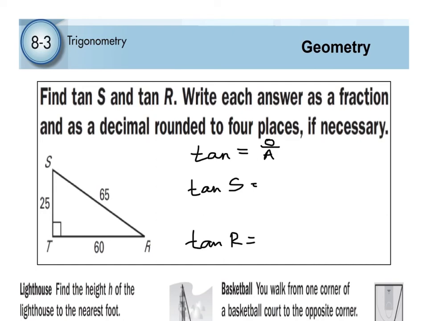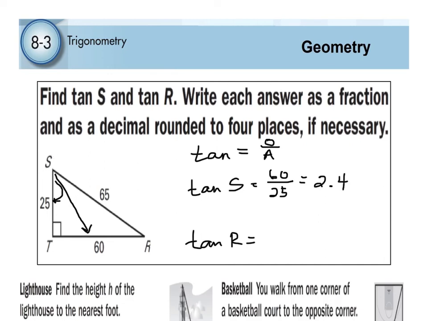Okay, now that you're back, you figured this out. Let's start here. Let's see if you get it right. Angle S is here. We want the side opposite of angle S, which is 60. And adjacent to angle S is 25. And when I divide those out, you get exactly 2.4.